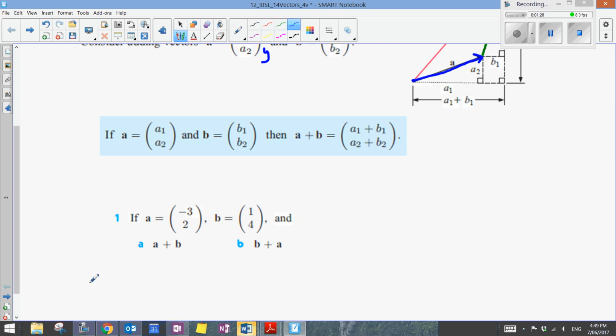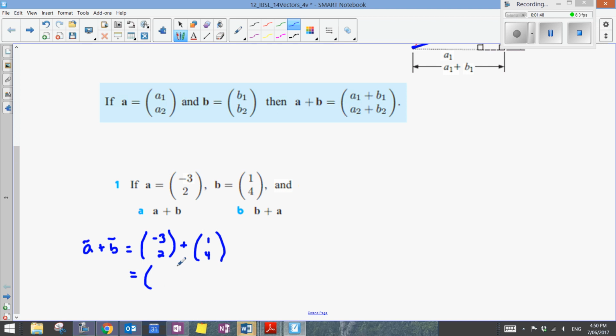So for this one, if we have vector A plus vector B, what we're doing is really just adding our components together. So -3 and 2 is representing vector A, and if we add vector B, represented as 1 and 4, then we get our resultant vector, which would be A1 plus B1, our x components added together. So -3 plus 1 is -2. And then our y components, A2 and B2 added together. So 2 plus 4 would be 6.